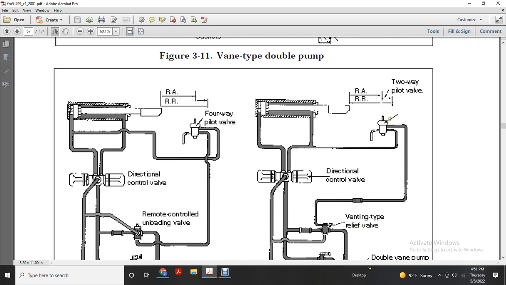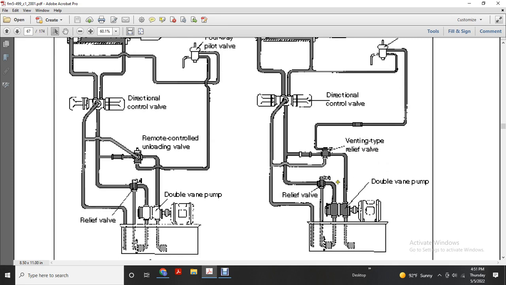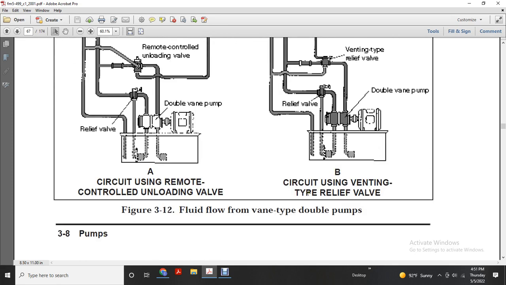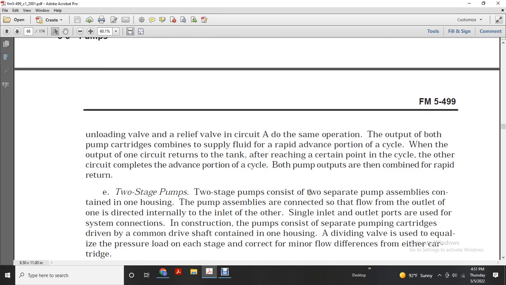unloading valve. Over here would be the 4-way pilot valve, double vane pump, and relief valve. The unloading valve with a relief valve circuit does the same operation and output.